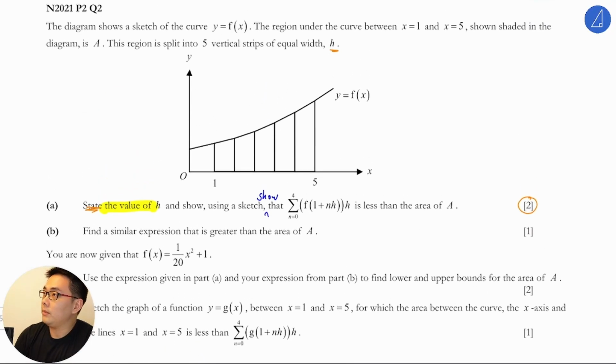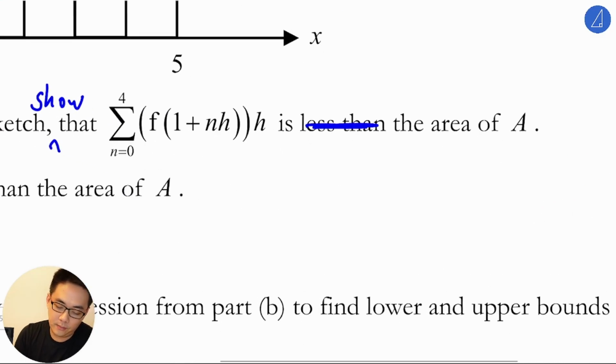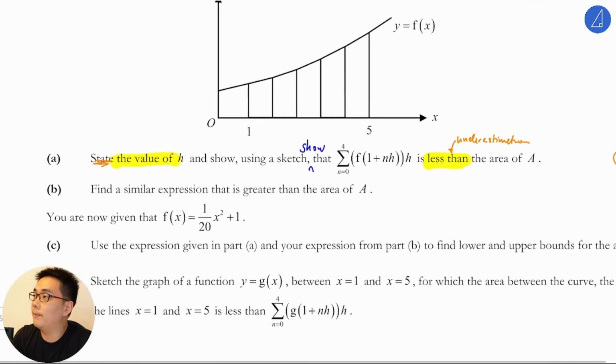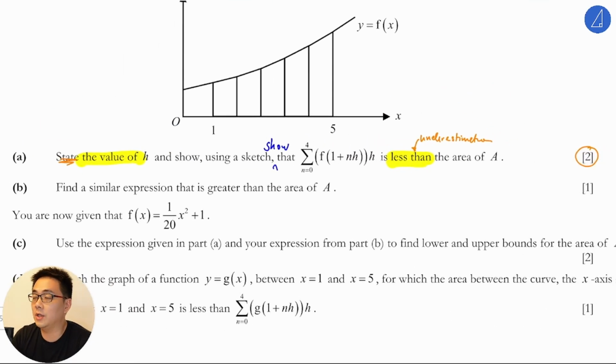Now, you see, the region is split. Now, using the sketch, show that this is less than this area. Less than, this tells you what? This is a keyword for what? Underestimation. Okay? So if they want underestimation, it's pretty okay. So the next thing is you need to decide whether the left bound is underestimation or the right bound is underestimation.